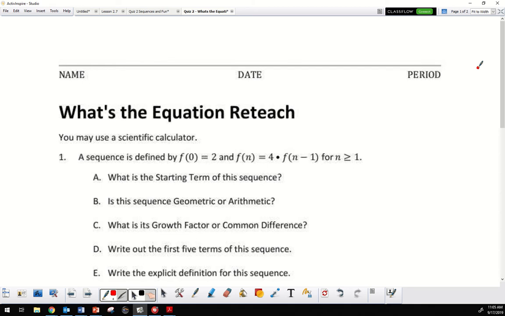All right, so let's try this again. So what's the equation? And this one's going to be the reteach for the quiz. You guys are going to be taking the quiz tomorrow, hopefully. So it says, what's the equation? Use scientific calculator for this. So we're going to actually go through, fill out everything on this.